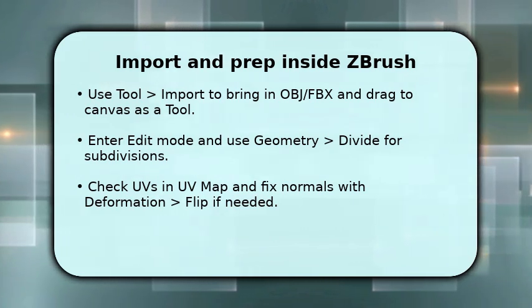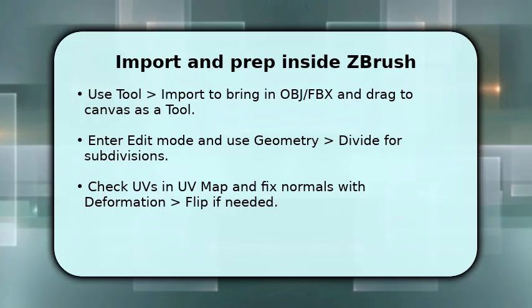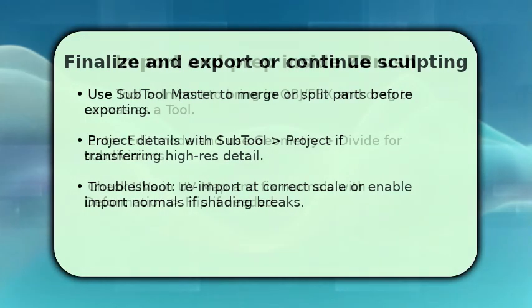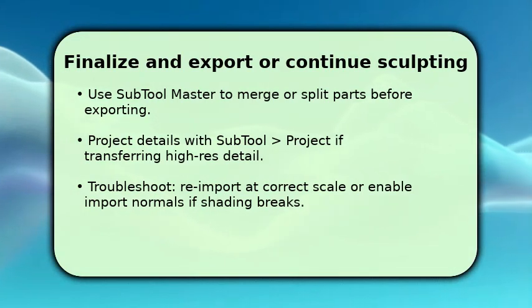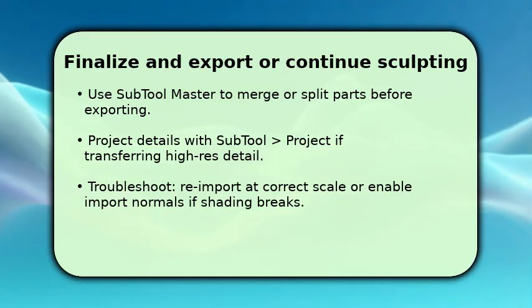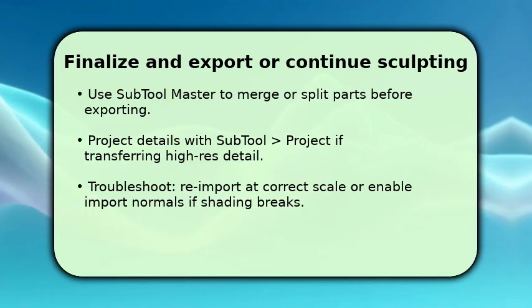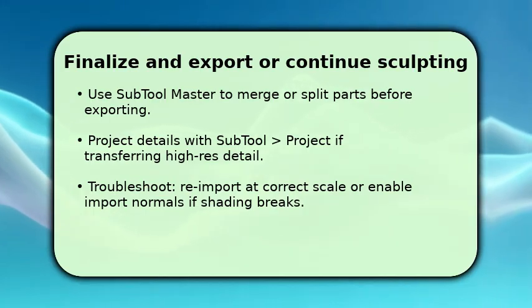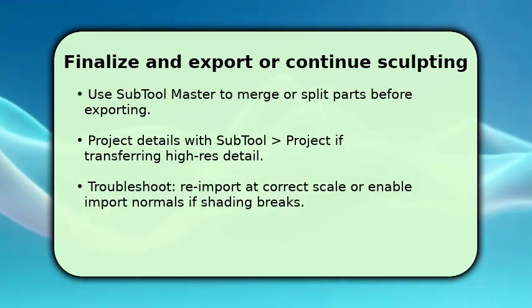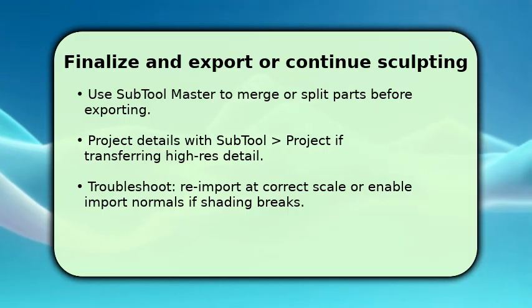When you're ready to finish, decide whether you'll continue sculpting or export. Use Subtool Master to merge, split, or clone subtools so your mesh hierarchy is organized. To transfer high-res detail onto a retopologized mesh, append the target as a subtool and use Project All with appropriate distance settings. This preserves sculpted detail.